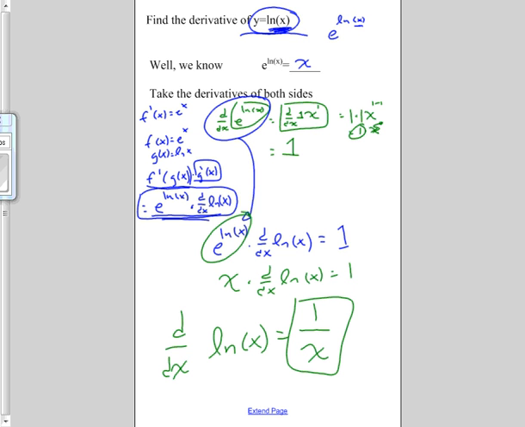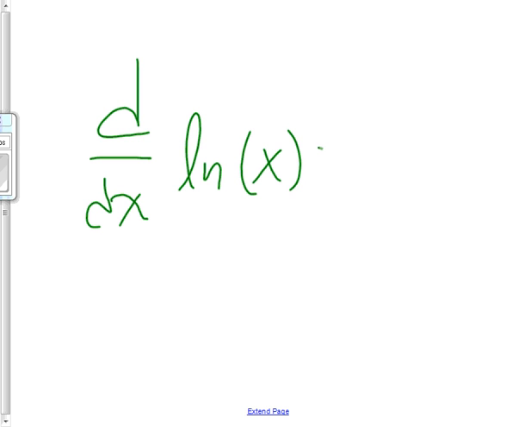So add that to your bank of derivatives of functions that you can now derive. We now know that the derivative of ln x is 1 over x. Let's write that just on one huge page, and you're going to remember this. The derivative of ln x equals 1 over x. Cool.